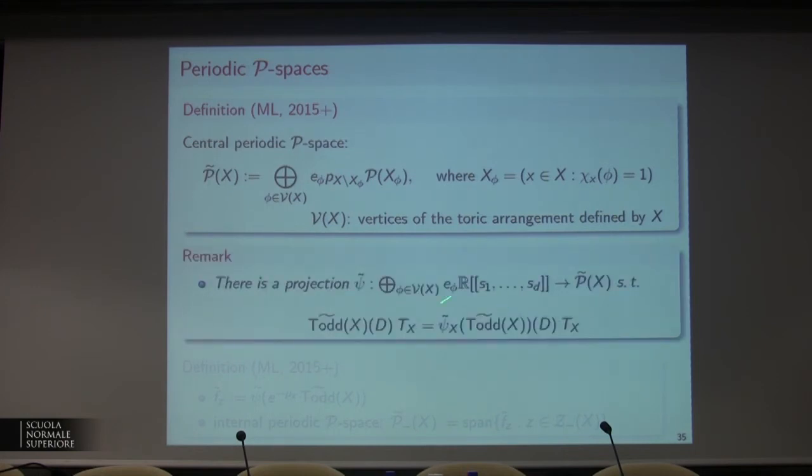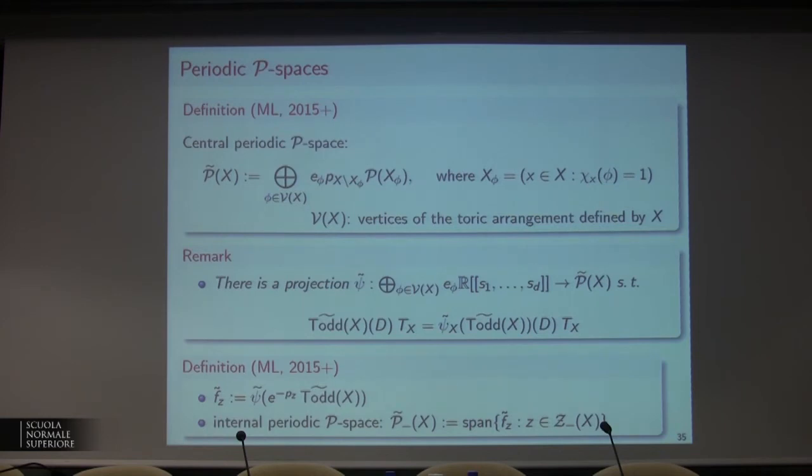And again, one can define a projection map from this space in which this periodic Todd operator lives to the central periodic P space, such that this projects to the relevant part of the original operator, and the projection acts in the same way on the multivariate spline. And again, we can define these polynomials as a family. So we take this periodic Todd operator, shift it a little bit, and then project to the central P space. And there's also an internal periodic P space, which is spanned by all the f tilde z's, where z lies in the interior of the zonotope.